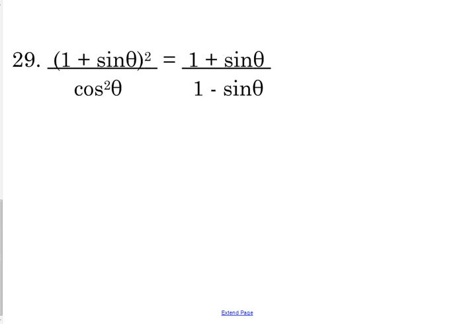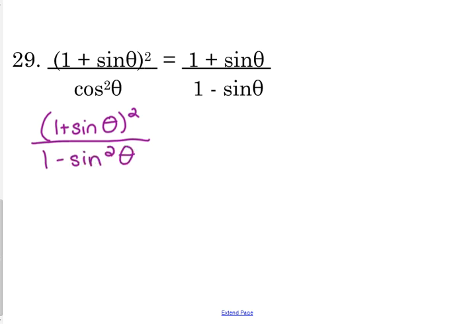Okay, so I don't think that I really want to expand that 1 plus sine of theta squared because I'm going to have to write it twice and FOIL it out, and I don't really see how that's going to get me to the right side. Is there something that I can replace cosine squared with? What is cosine squared equal to? 1 minus sine squared? Cosine squared can be rewritten as 1 minus sine squared of theta.